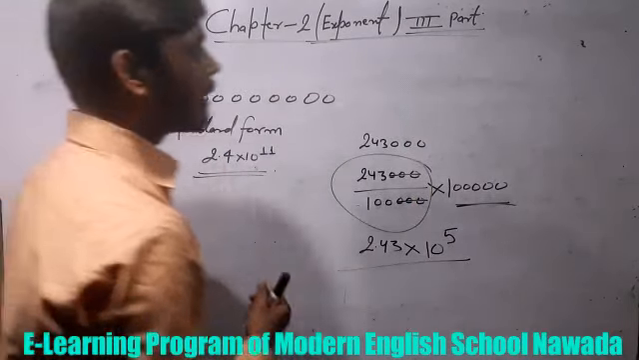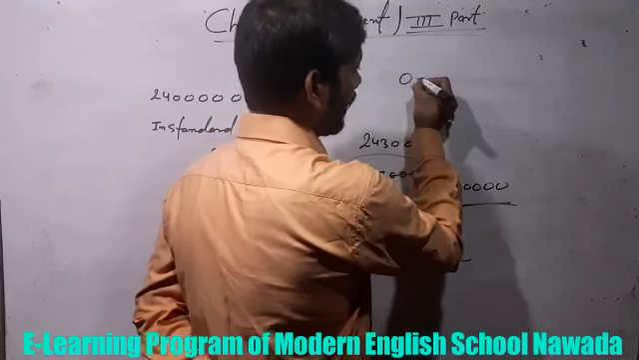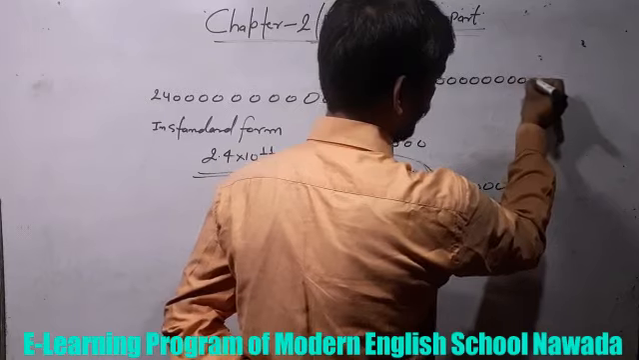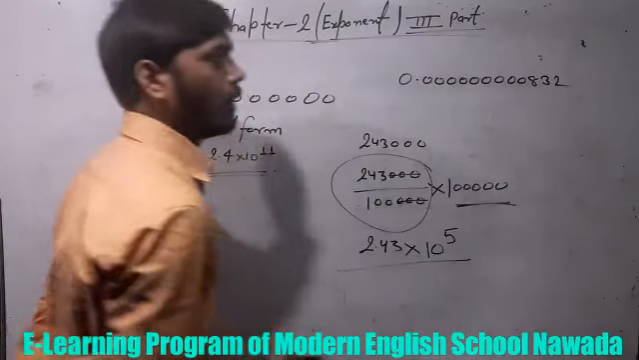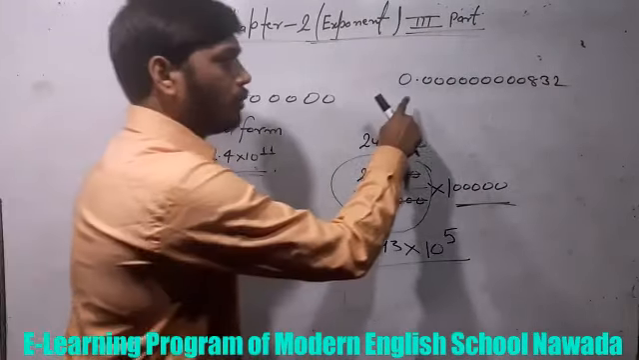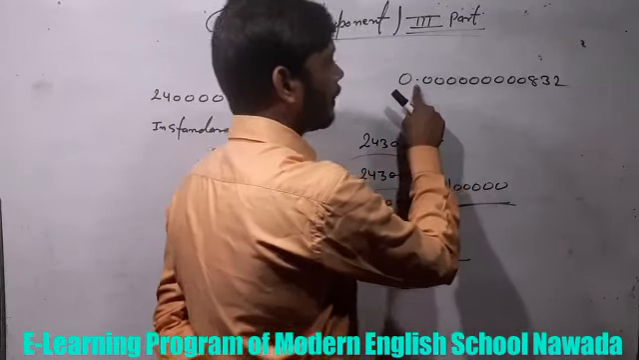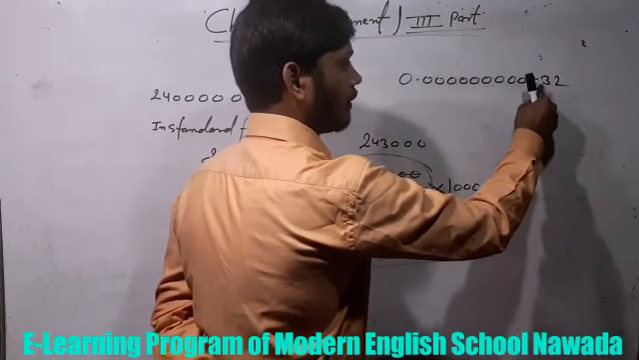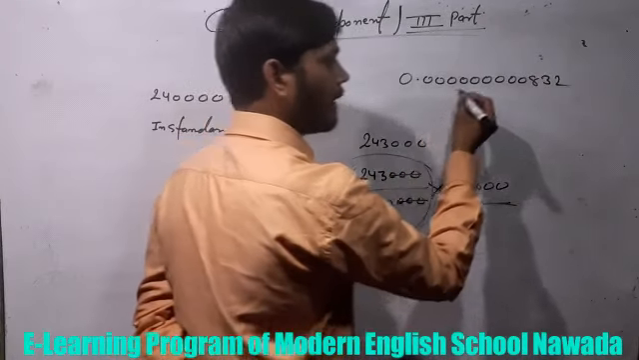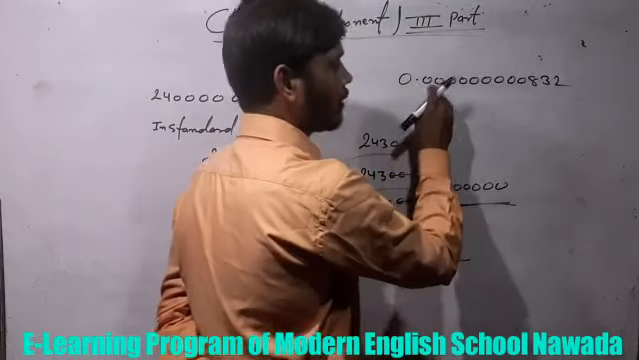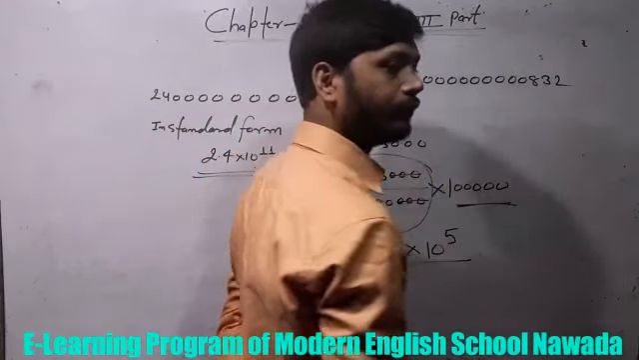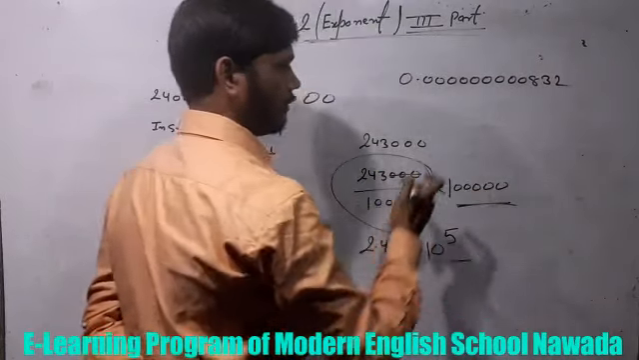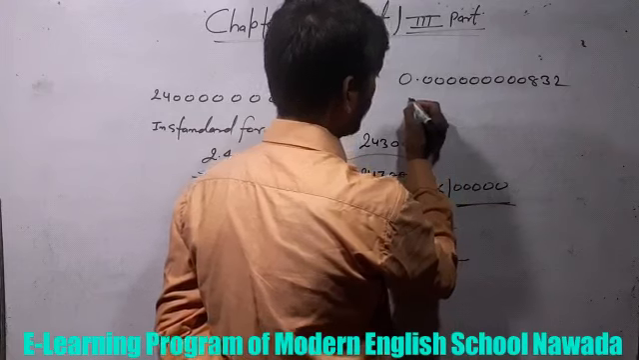When a number is written as 0.00000000832, here you have to place the point from here to here. That means when the point moves from left to right, the power will be negative, so it will be written in standard form.